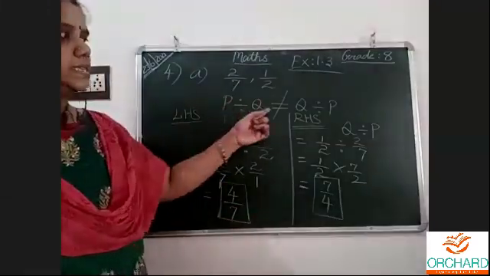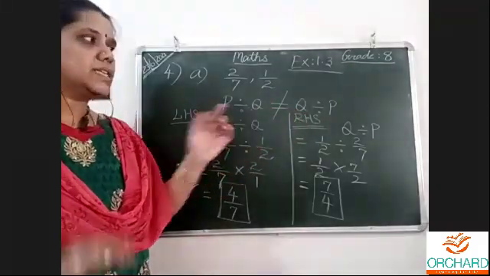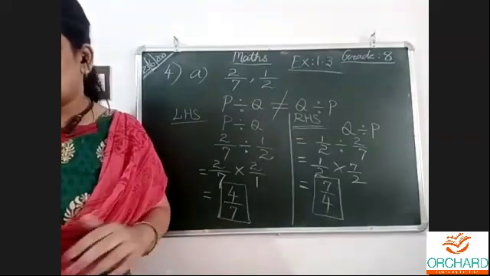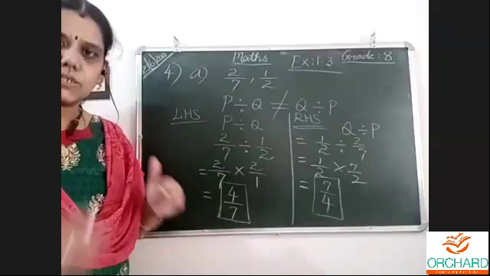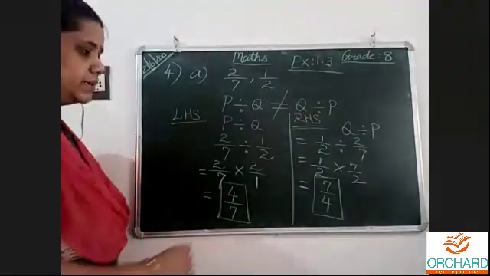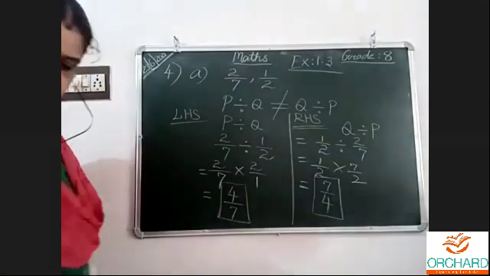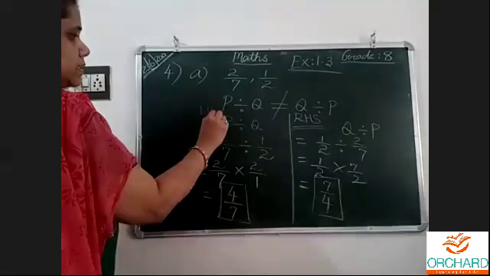That is what we said in the first step. Commutative property will not be satisfied for division. The book also says that. Verify means to prove. So we got 4 by 7. Then what to write? I will continue on this side. LHS, a little bit of space.